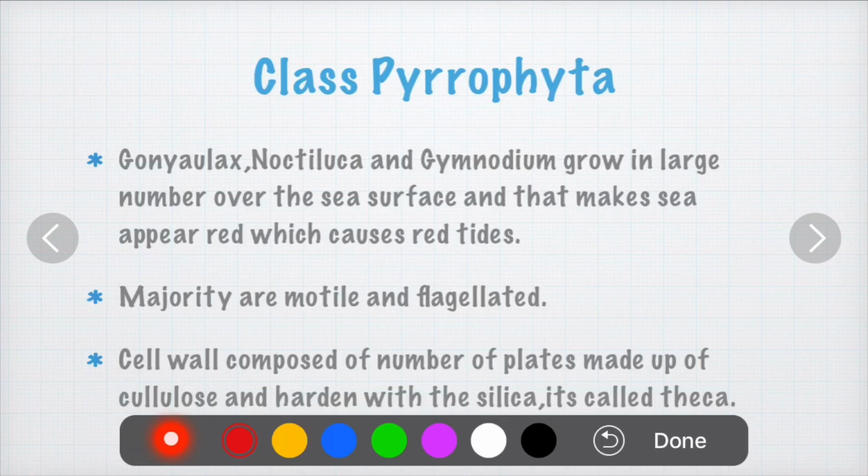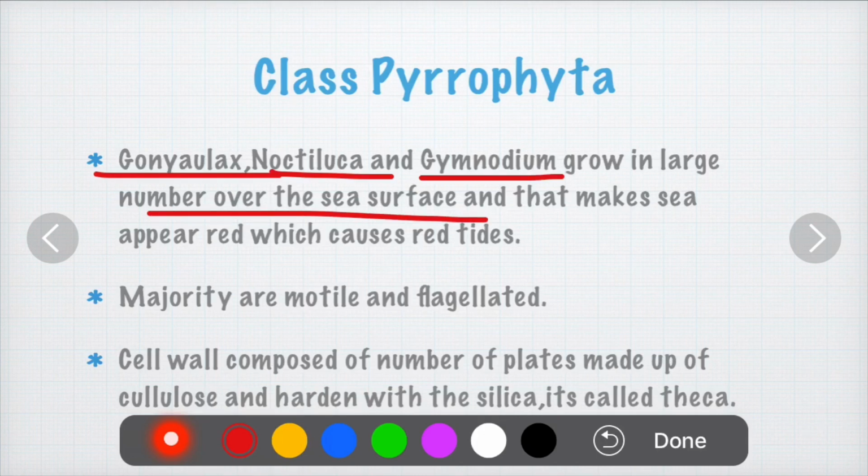Some of the Pyrrophyta, such as Gonyaulax, Noctiluca and Gymnodinium, grow in large numbers over the surface of the sea water and make the sea appear red. That condition is called a red tide condition.